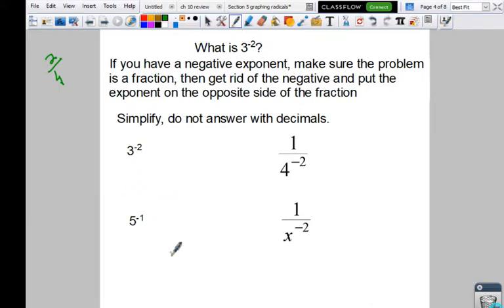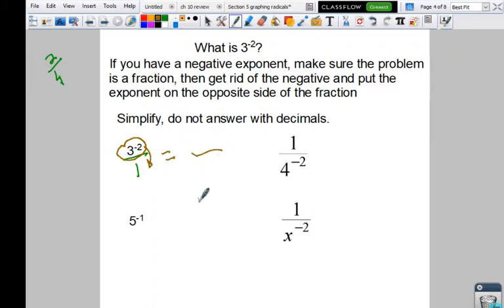So, to simplify, what I need to do is I need to make sure I have a fraction first. So I have 3 to the negative 2. And I'm going to make it a fraction by going over 1 like this. Okay. And then I'm going to take everything that has a negative exponent and I'm going to switch the side of the fraction it's on. So this is 3 to the negative 2, right? I'm going to take this 3 to the negative 2, and since it's on top, I'm going to flip it down to the bottom.